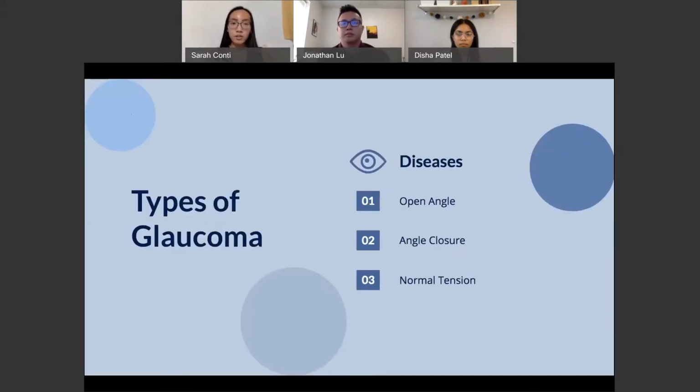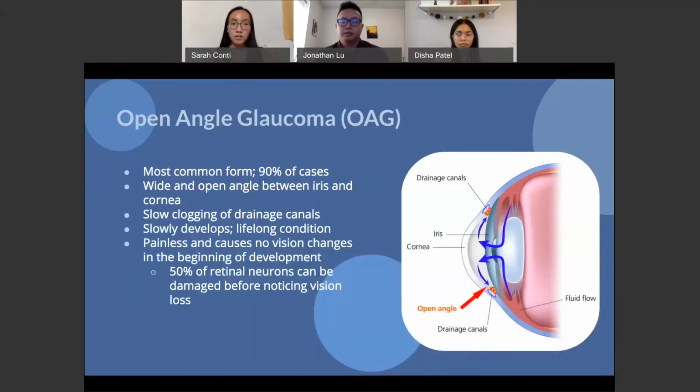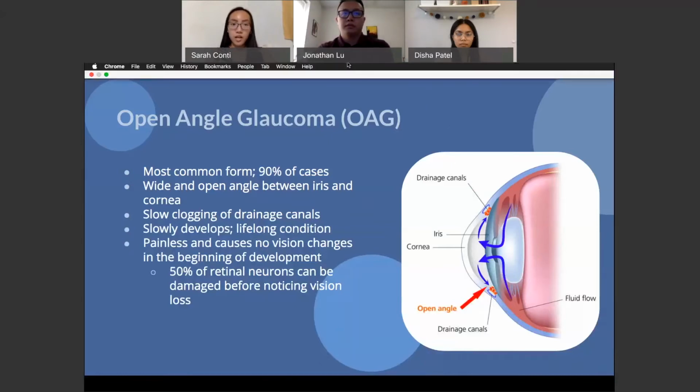There are two main types of glaucoma, open angle and closed angle. I will also be going over normal tension glaucoma, however, it is not as common. Open angle glaucoma is the most common form of glaucoma, representing 90% of cases. Structurally, the individual's eye has a wide and open angle between the iris and the cornea. Due to this larger angle, the aqueous humor, or the fluid that flows over the eye, keeping it moist, slowly begins to get stuck in the top and bottom angles instead of flowing out of the drainage canals, as you can see in the diagram to the right.